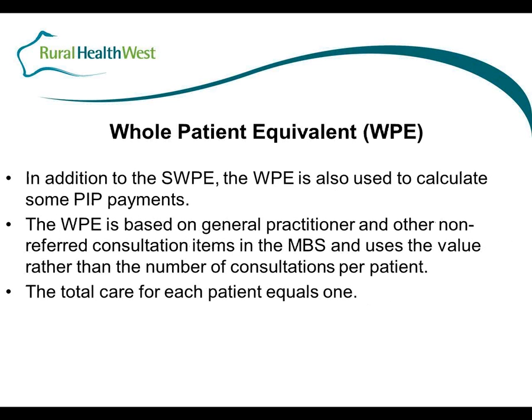In addition to the SWPE, the Whole Patient Equivalent, or WPE, is also used to calculate some PIP payments. The WPE is based on the GP and other non-referred consultation items in the Medicare benefits schedule and uses the value rather than the number of consultations per patient. The total care for each patient equals 1.